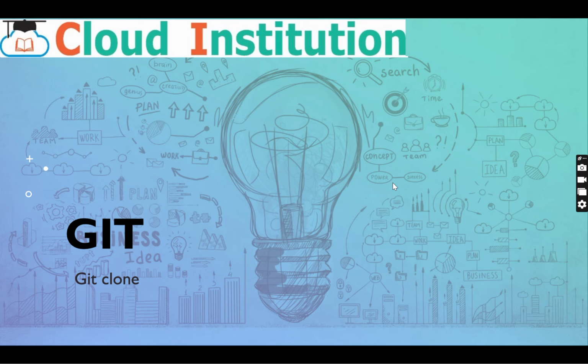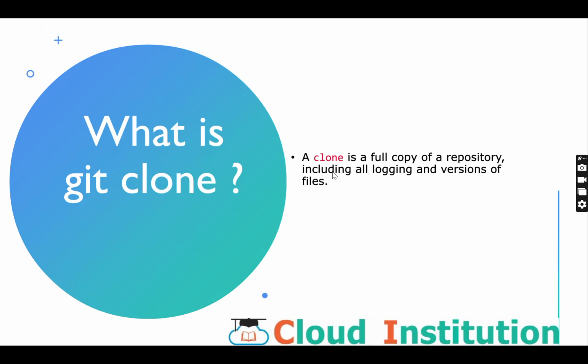So what is a Git clone? A Git clone is a full copy of the repository. Whatever is there in the repository on GitHub, if I want it in my local system, I can just use git clone. It will include all the logs and the versions of those files.